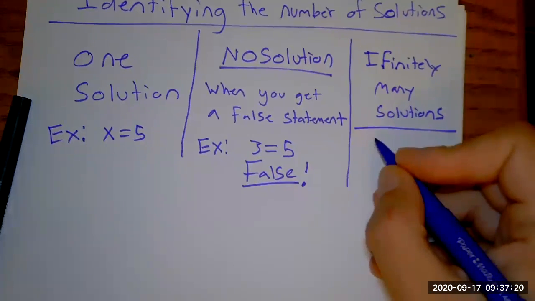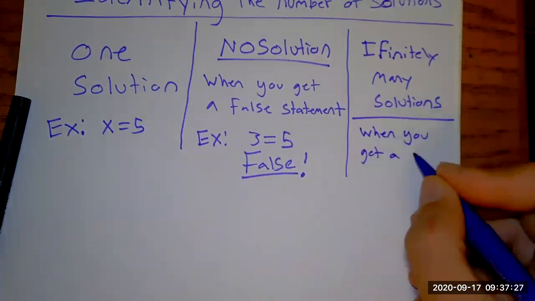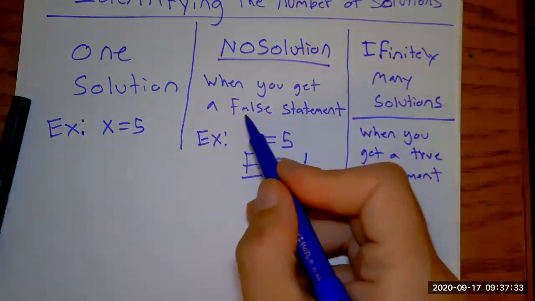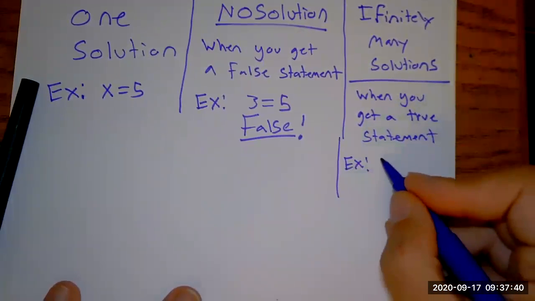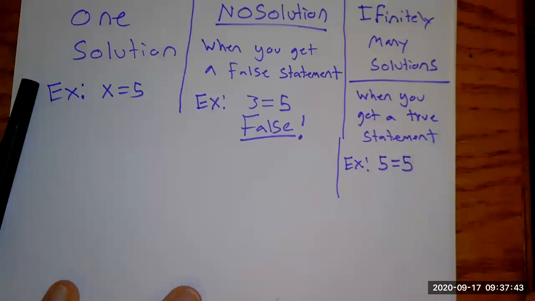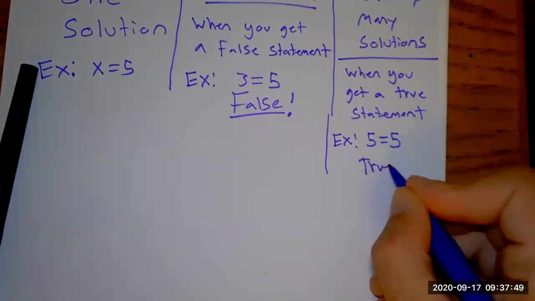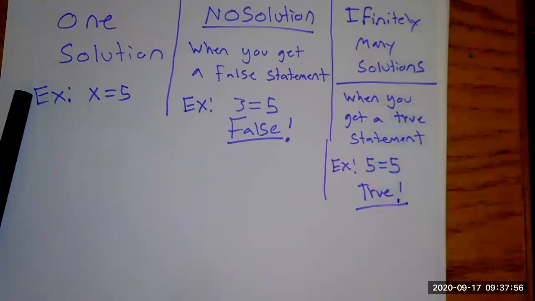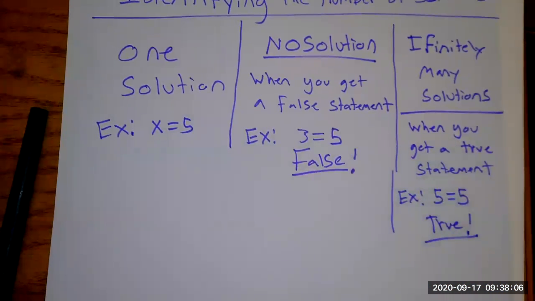So what that means is when you get a true statement. Do you guys see how this one's false? This is when you have a true statement. So an example would be 5 equals 5. Well, yeah, 5 is 5. So this is true. So then we would say we have infinitely many solutions. So these are the three, and we're going to spend the rest of class looking at examples of these three.